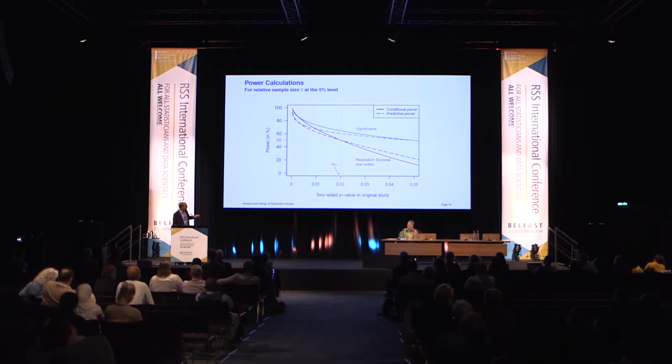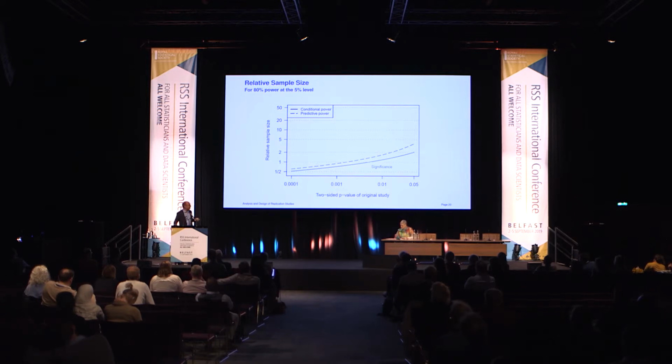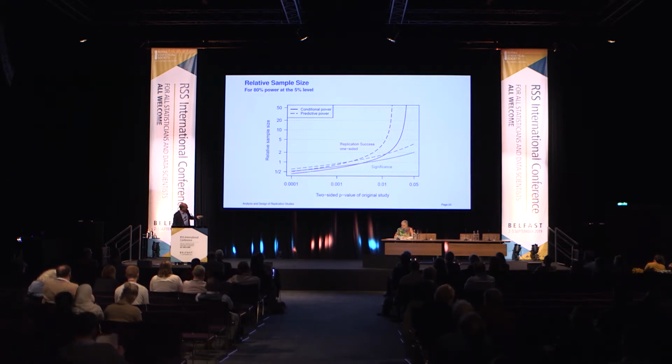And now you can turn this around and compute the relative sample size for a fixed power, and those are also the figures from the paper. This is what it looks like if you power for significance. This is what it looks like if you power for replication success, two-sided or one-sided, right? So that means if you want to achieve 80% power and your p-value is just borderline significant, you have to increase your relative sample size very much so to achieve that value of the power. So it's a quite stringent criterion.